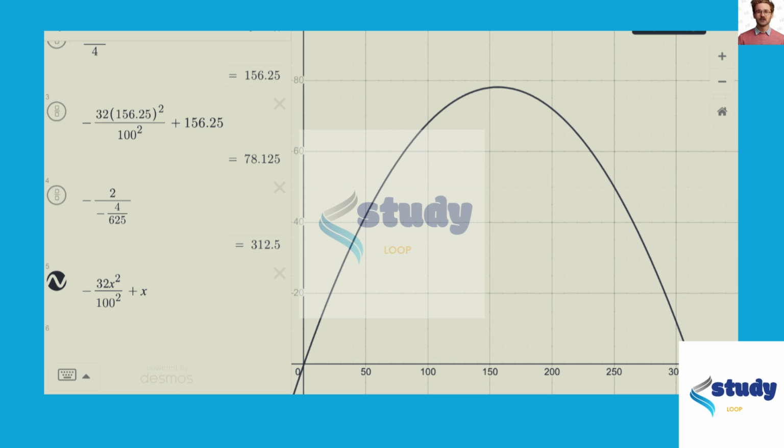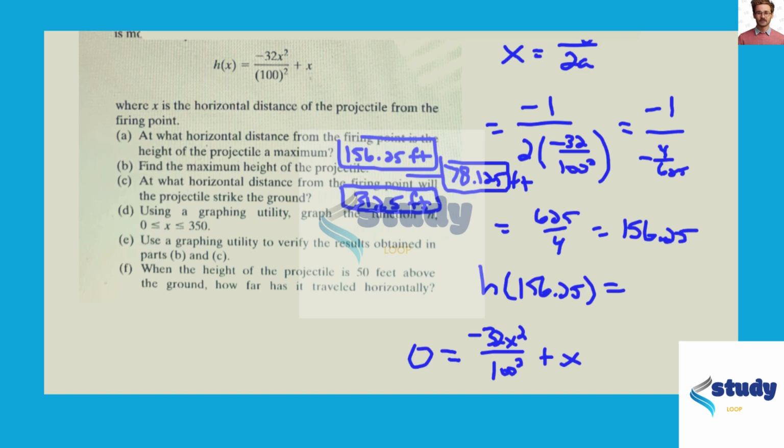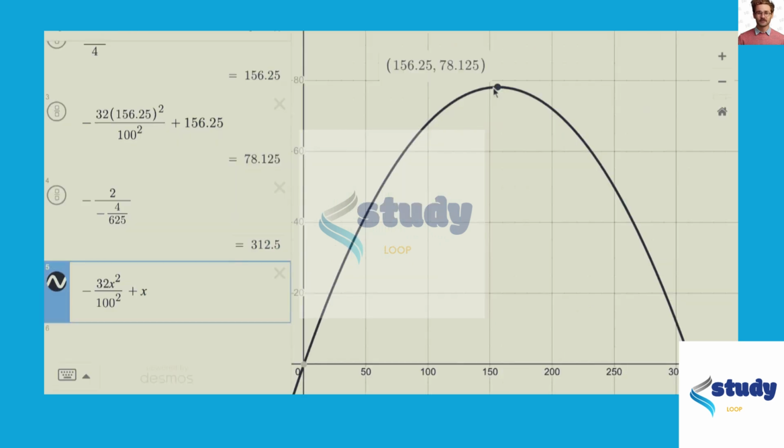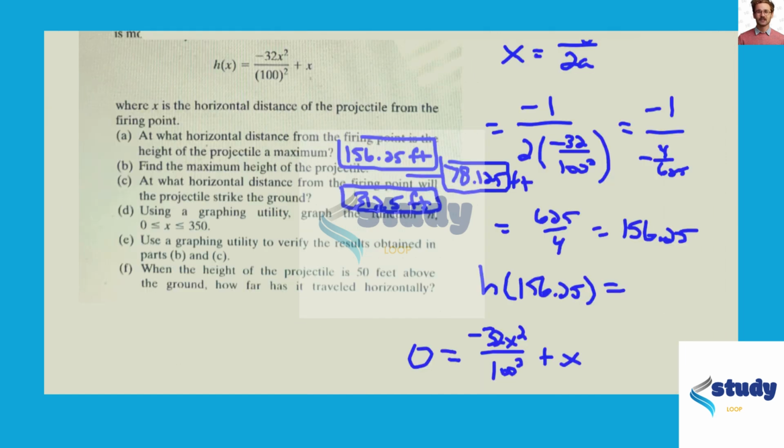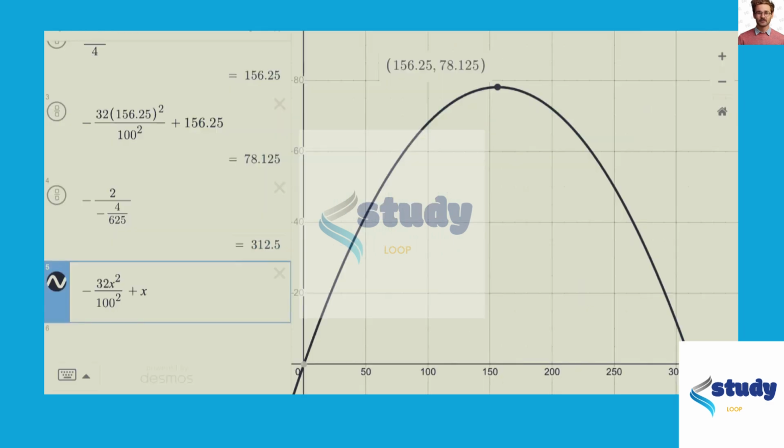Verify B and C. Well, we said in B that the maximum height should be 78.125. Yep, that checks out. And it hits the ground at 312.5, checks out as well.